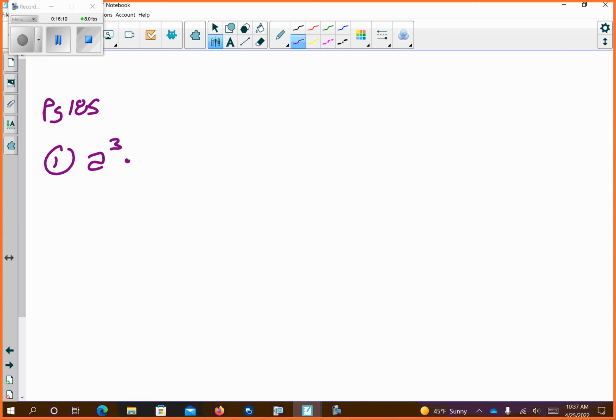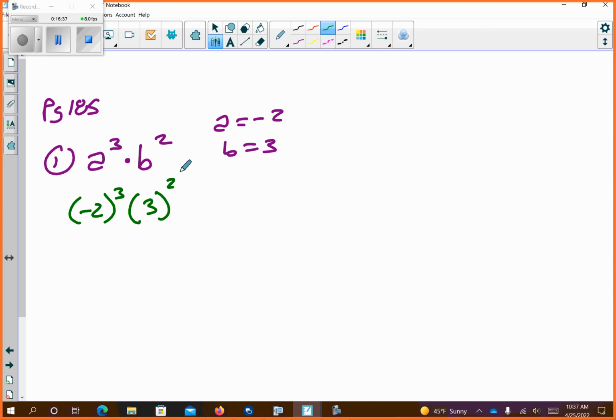A to the third times b to the second. And they tell us that a equals -2, b equals 3. So what does it appear I should do with this problem? Yeah, so I'm going to plug in a -2. Notice I put it in parentheses. Then I'm going to plug 3 in. And then we're going to do the math.